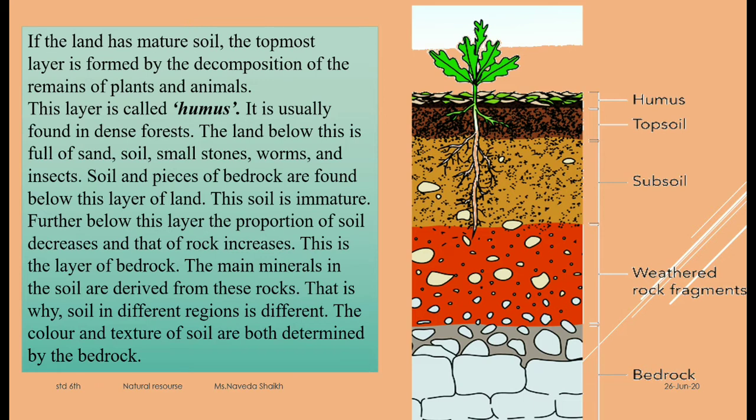The land below this is full of sand and soil, small stones, worms, and insects. This is the topsoil we're talking about. After that, the soil and pieces of bedrock are found below this layer, which is immature, that is the subsoil. Below that, you will have more rocks rather than soil. And in the very bottom region, you have the bedrock. The bedrock doesn't have soil in it. It has huge, big rocks in it, and this bedrock is the reason the color and the texture of the soil is determined.